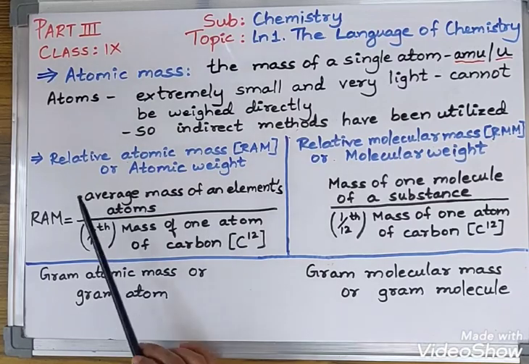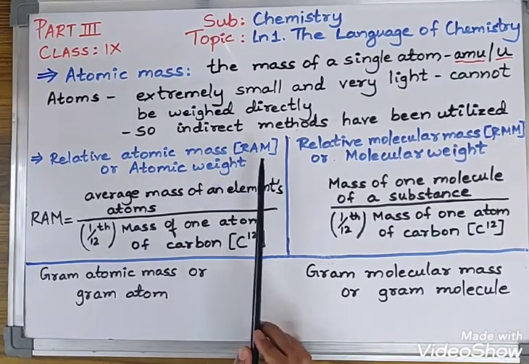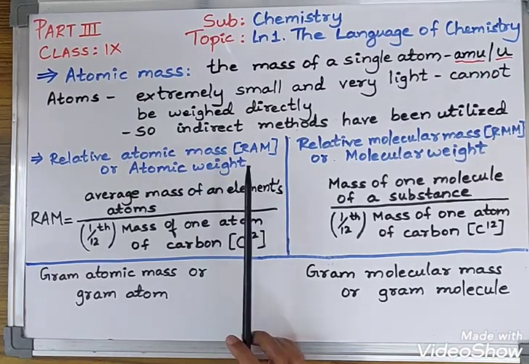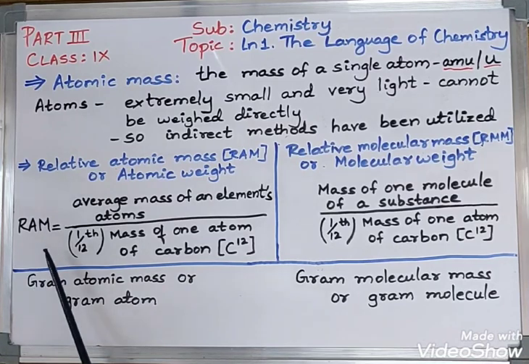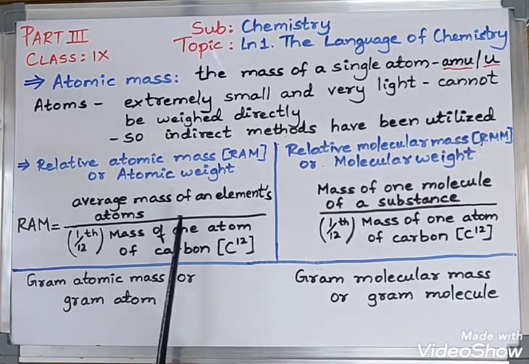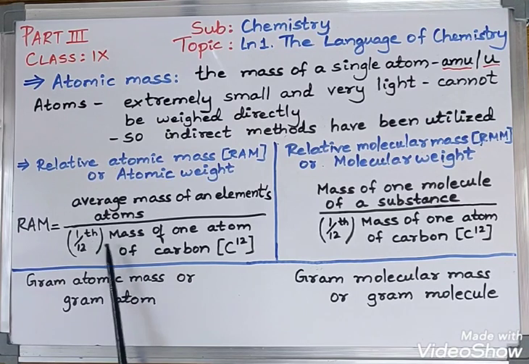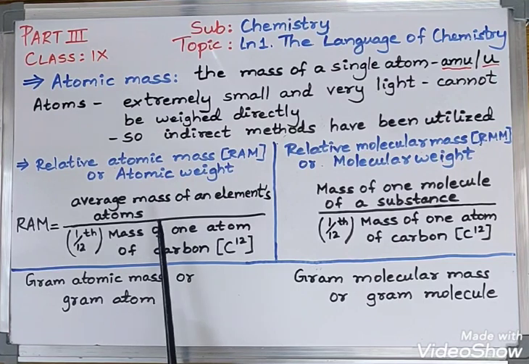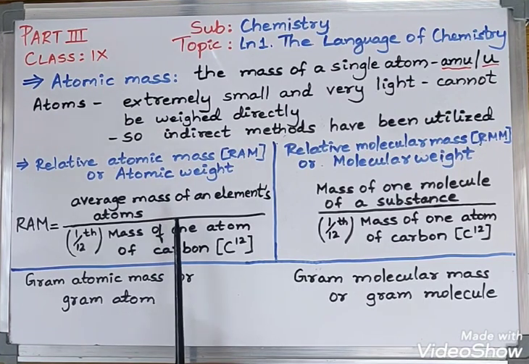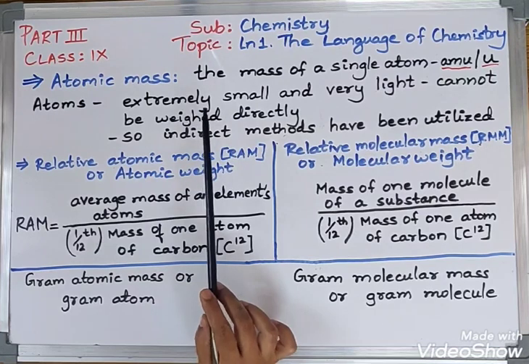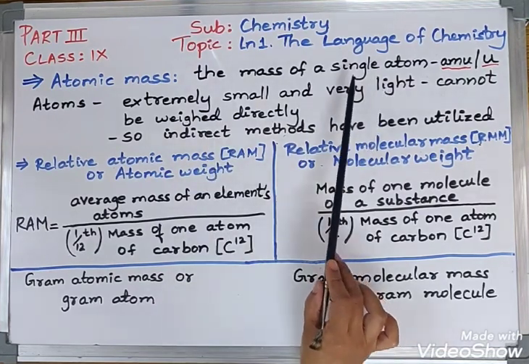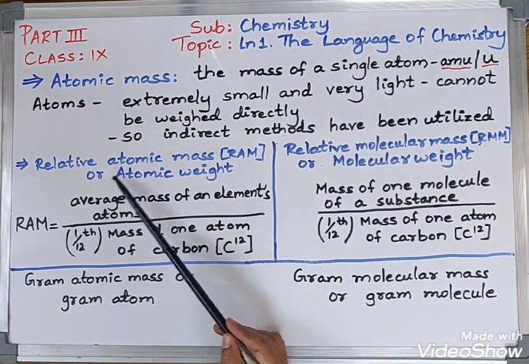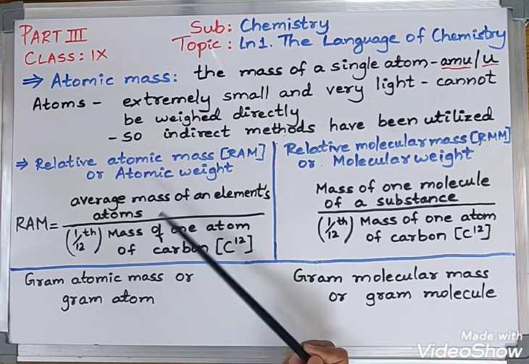Now we have what is called relative atomic mass. In short we call it RAM, or it is also known as atomic weight. Relative atomic mass is the average mass of an element's atoms to 1/12 mass of one atom of carbon-12. When we say average mass of an element's atoms, we include the isotopes. But in atomic mass, it is the mass of a single atom. The isotopes are not included here. That's the difference between atomic mass and relative atomic mass or atomic weight.